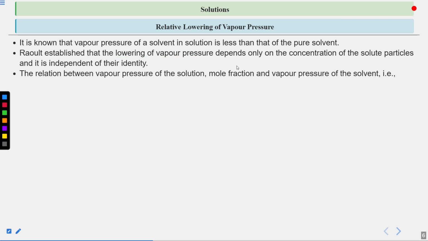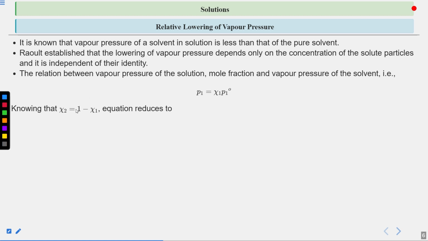The concentration term which we used to define this was the mole fraction. And this mole fraction is related to vapor pressure as P1 = chi1 P1 naught. Here P1 is the pressure of the volatile solvent, and it equals chi1, the mole fraction of the solvent, multiplied by the pure solvent's vapor pressure.